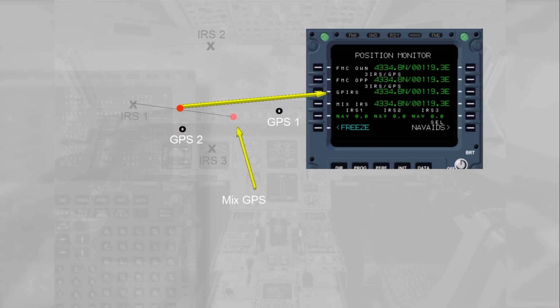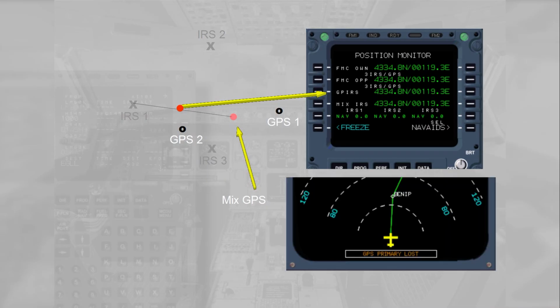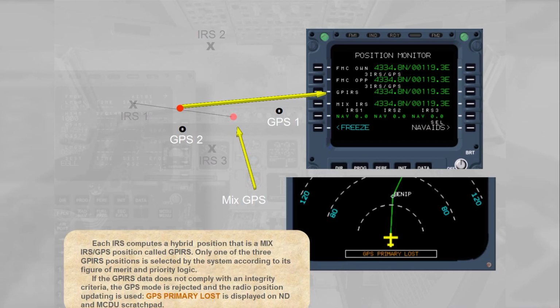logic. If the GPIRS data does not comply with an integrity criteria, the GPS mode is rejected and the radio position updating is used. GPS primary lost is displayed on ND and MCDU scratchpad.